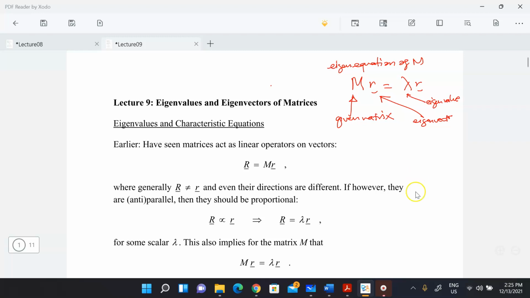So what we do is to think of M as an operation on the vector r. One can think of this as doing a kind of transformation. Normally this capital R and small r will not be the same, so basically there's a transformation there. But what the eigen equation requires is something that reproduces the result in the direction of r, which is equivalent to this.